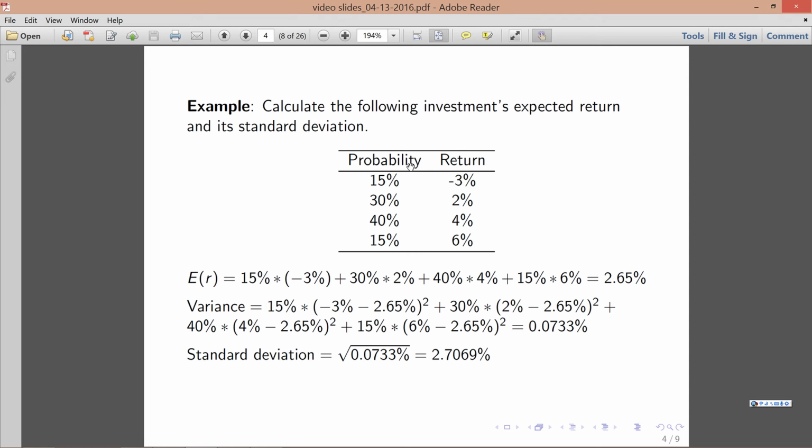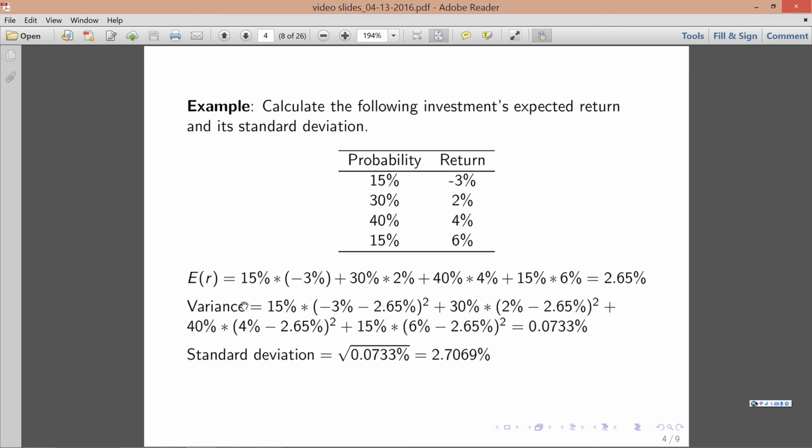We're going to take the probability weighted average. So we have the return times the probability in the first scenario plus the return times the probability in the second scenario, and we add up everything. This number tells us that although sometimes I have negative 3%, and in some scenario I have 6%, on average, I think my return is going to be 2.65%. Now, the variance.